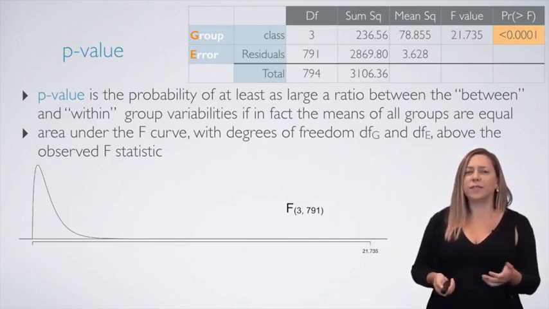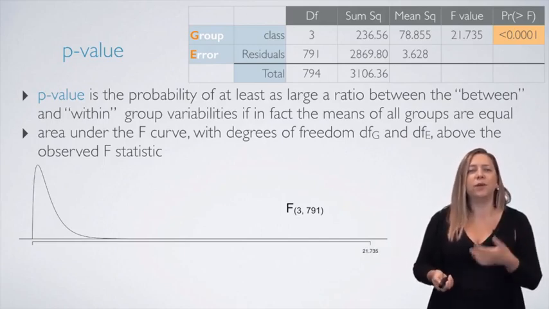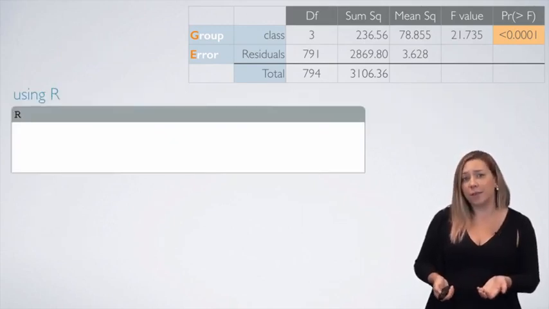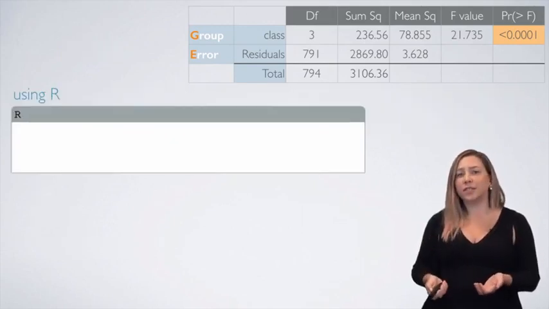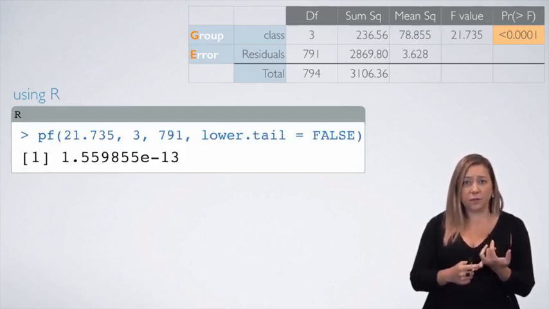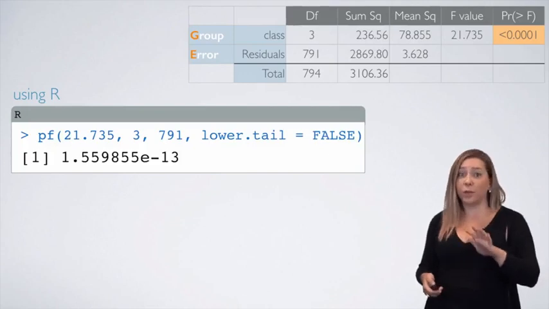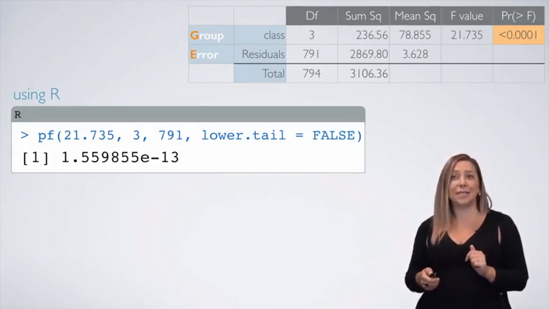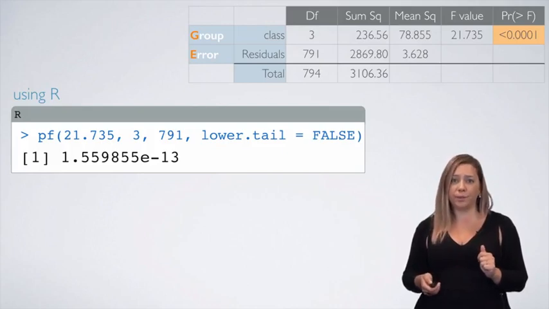Even though the ANOVA table always reports the p-value, if you wanted to, you could directly calculate it in R using the pf function. This function takes the observed F-score as one of its arguments, as well as the degrees of freedom, and we need to note that we don't want the lower tail, and get this tiny p-value, which is indeed less than 0.0001. Now it's finally time to make a conclusion.